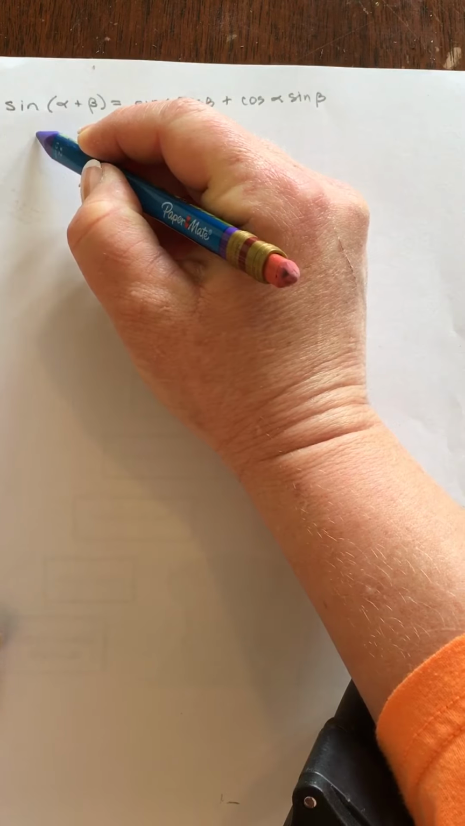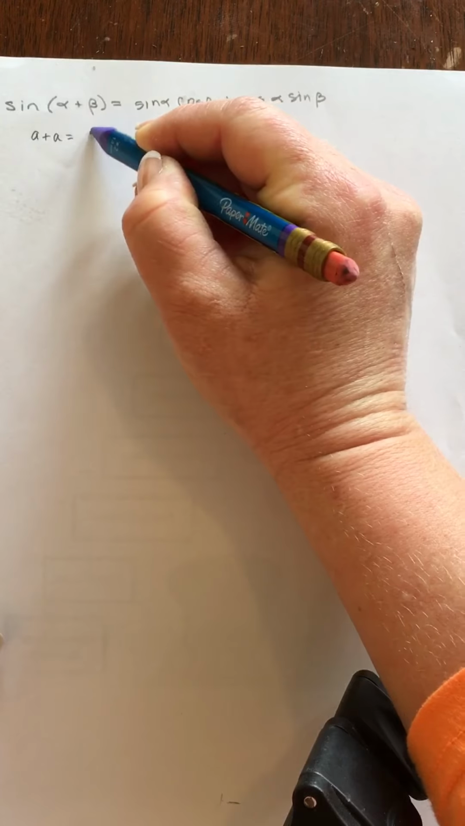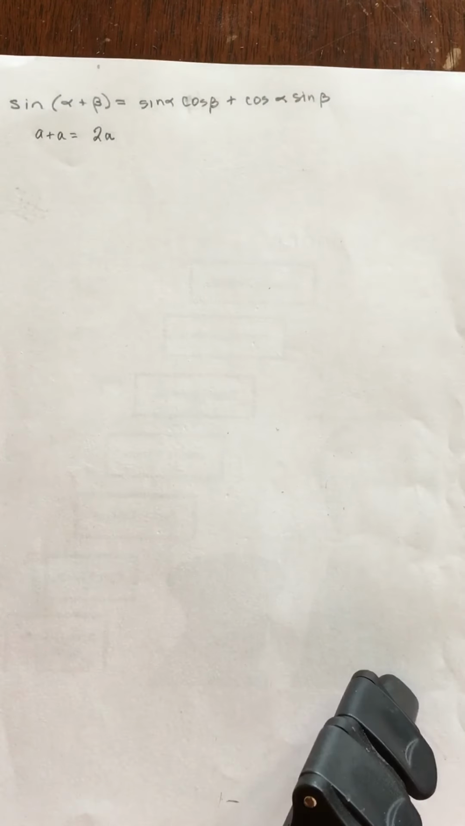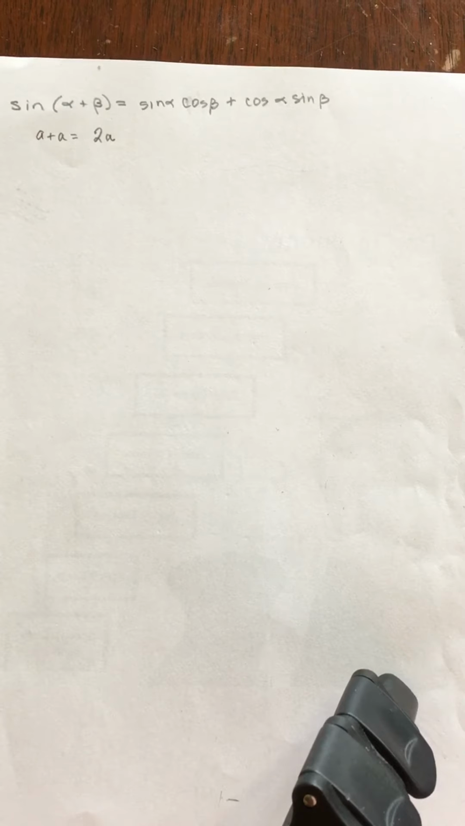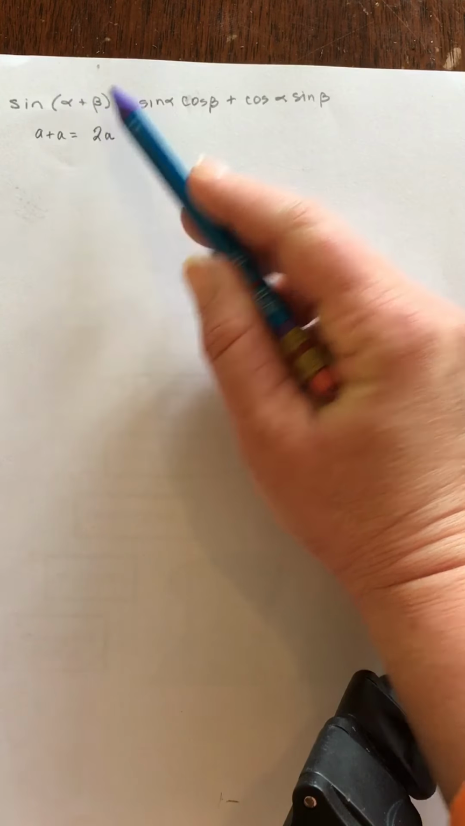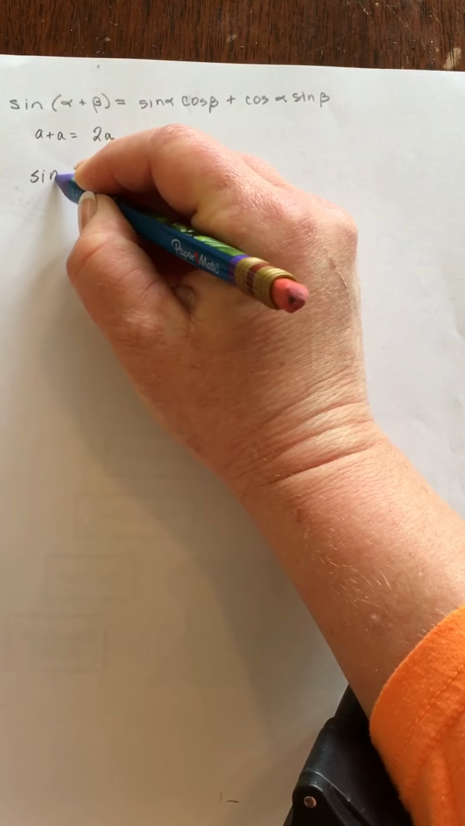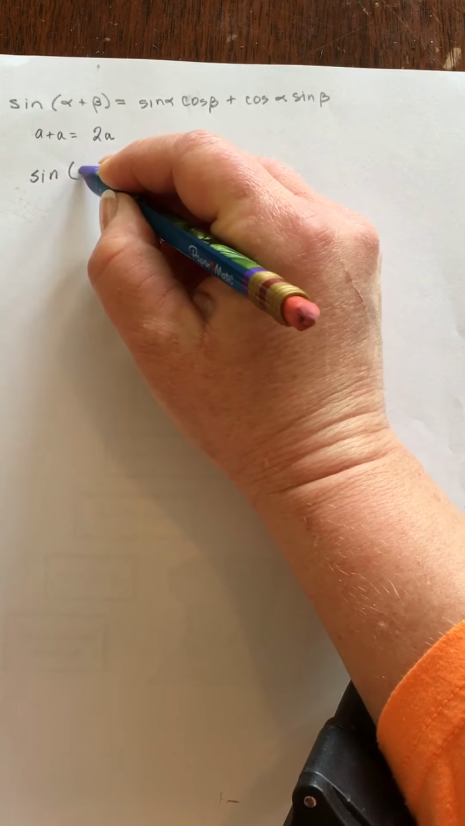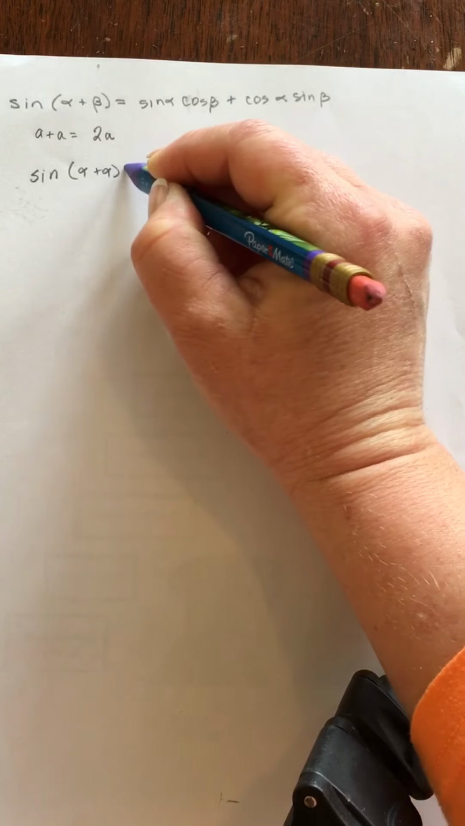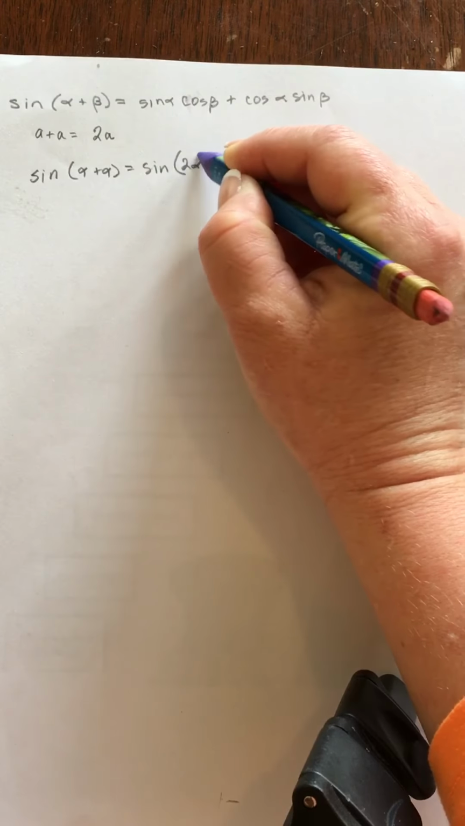Okay, so then I'm also going to need you to remember that from way back in elementary school, if you had a plus a, that would be 2a. So you did that when you were learning to multiply. So then what we can see is that if both of these angles were the same, so if this was sine of alpha plus alpha, that would be the sine of 2 alpha, right?